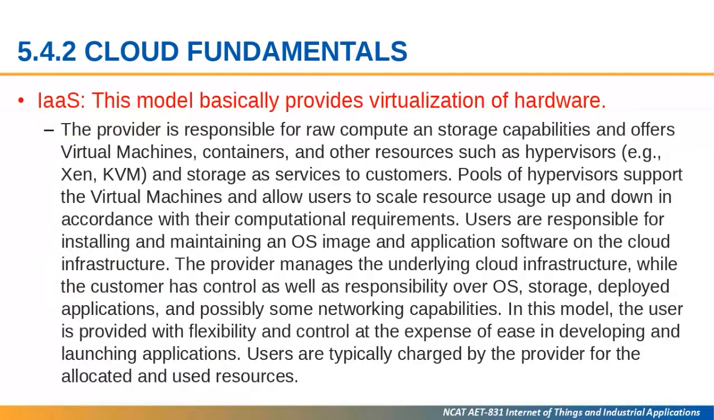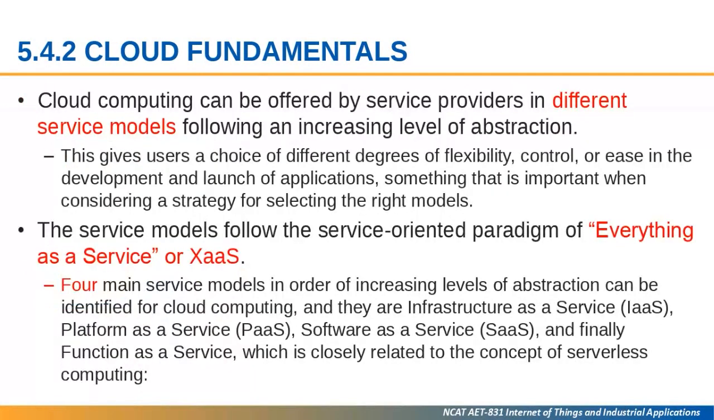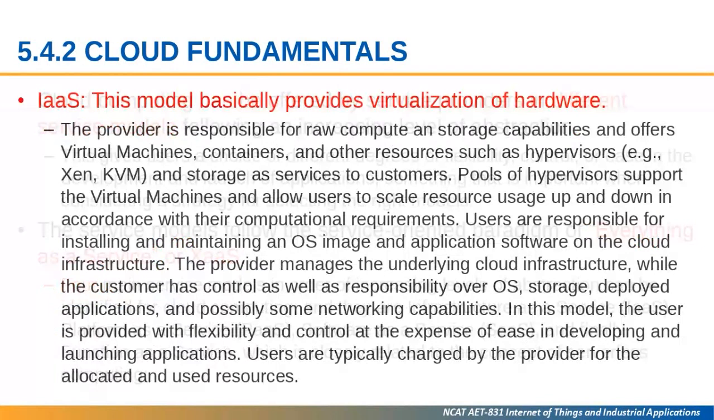The first one is IaaS. Can you guess what I means? I means infrastructure. Infrastructure means it is kind of the hardware. This model basically provides virtualization of hardware. For example, you want to play very good video games, right? Basically, they require you to have a very good GPU, very good CPU, very good memory, those kinds of things. It may cost you maybe $5,000-6,000, which you cannot afford.